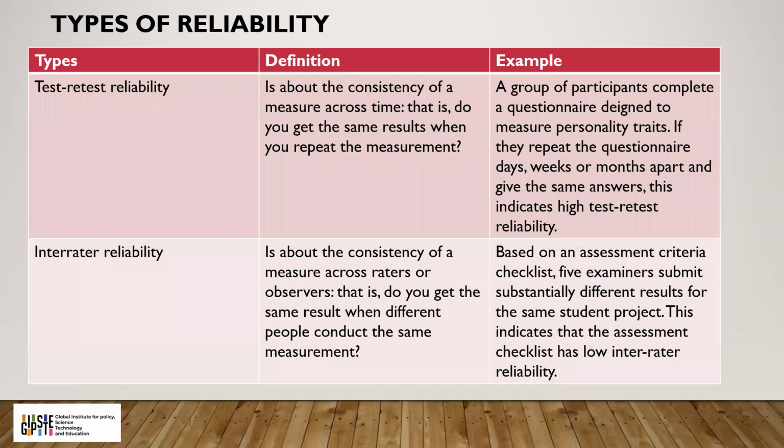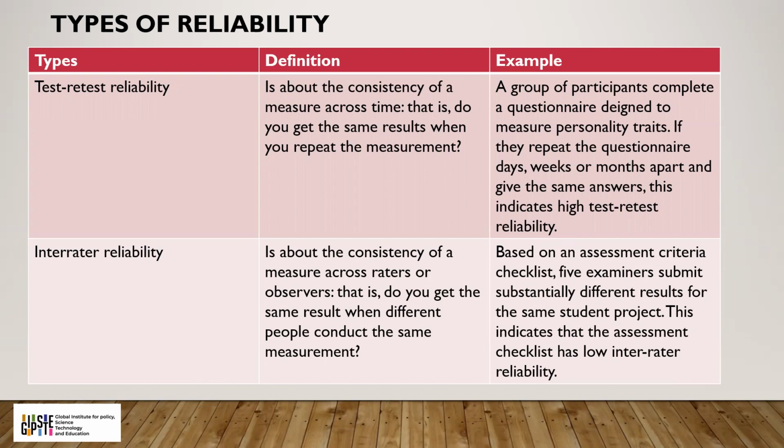There are types of reliability as well. We have test-retest reliability. Test-retest reliability is about the consistency of a measure across time. That is, you get the same results when you repeat the measurement. For example, a group of participants complete a questionnaire designed to measure personality traits. If they repeat the questionnaire days, weeks, or months apart and give the same answers, then this indicates high test-retest reliability.